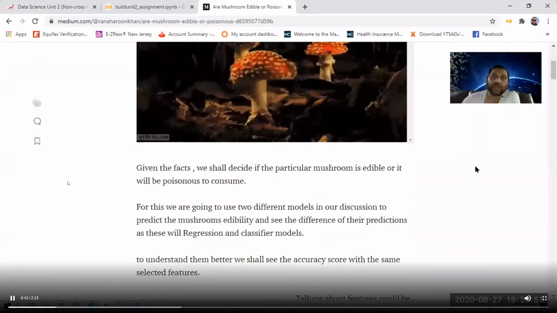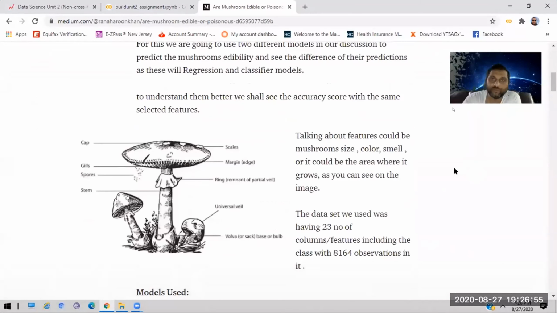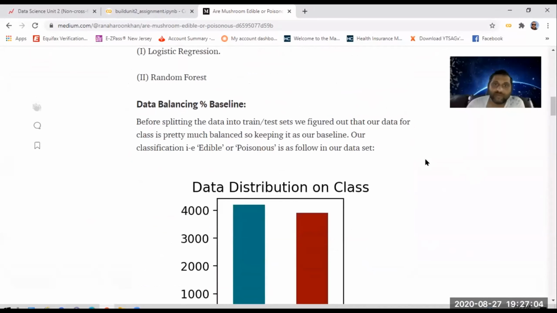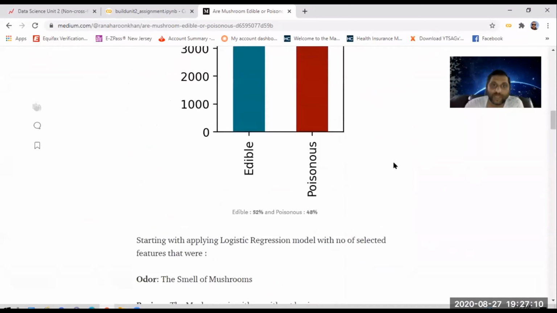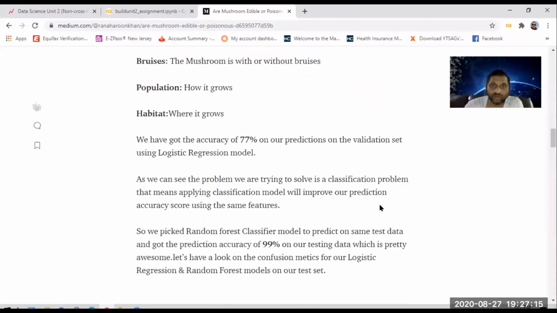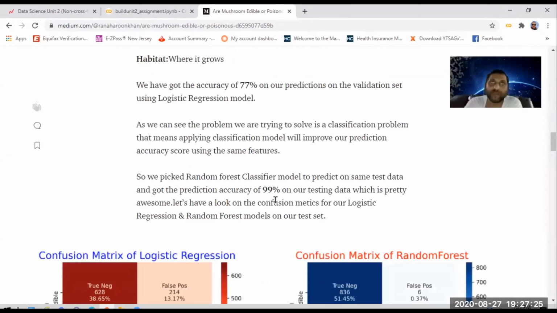We got the data set from Kaggle with more than 8,000 observations and more than 23 features, including the target feature. We use two models in this one: logistic regression and random forest classifier. First of all, we check the data balancing on our data set, which looks pretty evenly distributed, so we'll consider it our baseline. We will be using 4 features: odor, bruises, population, and habitat. After using these 4 features, our logistic regression reached 77% accuracy on the validation data set and 99% accuracy from the random forest classifier.